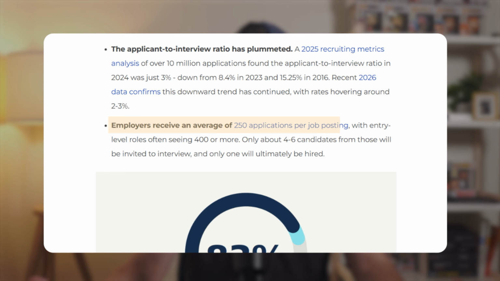Employers receive an average of 250 applications per job posting, with entry-level roles often seeing 400 or more. You have to stand out in this market, and a good portfolio with good projects is an excellent way to do that. Plenty of people have portfolios, very few people have good portfolios.